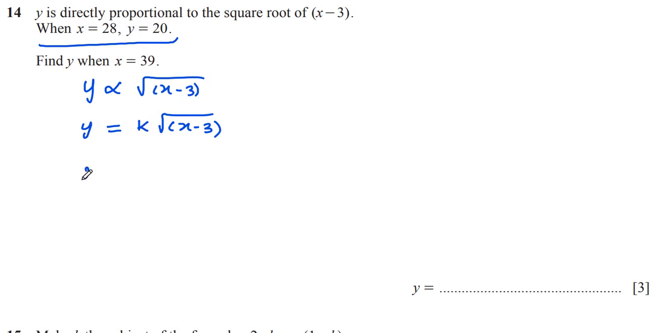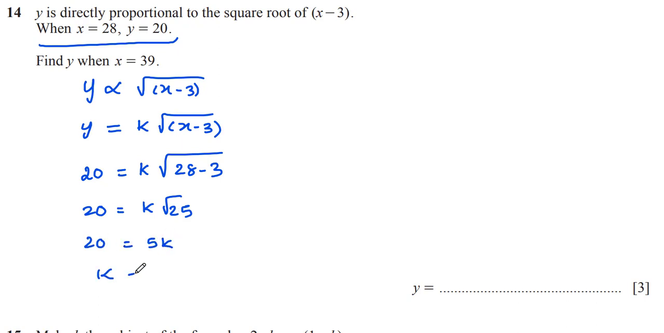Y value is 20. So 20 equal to k root of, x value is 28, 28 minus 3. That is 20 equal to k root of 25, that is 20 equal to 5k. K value will be 4. Now we found the k value.